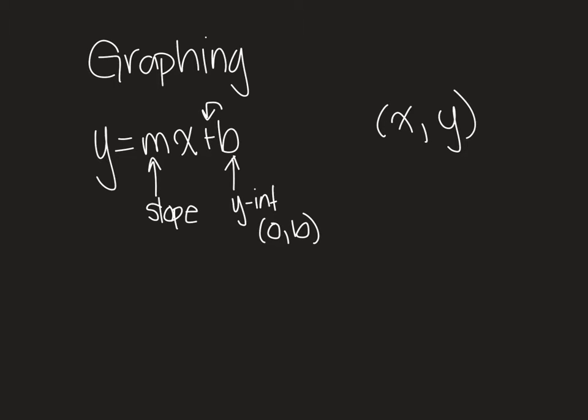You may also see what we call standard form, which is ax plus by equals c. And you can always solve that to get into slope-intercept form. So I'm going to try to go through a couple of examples, and if you have questions, of course, you can always message me.